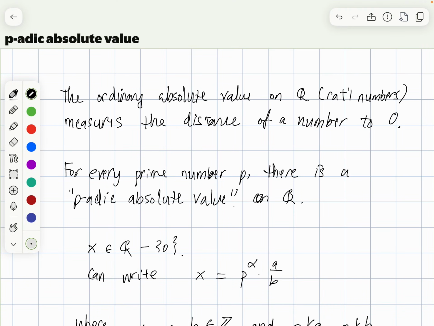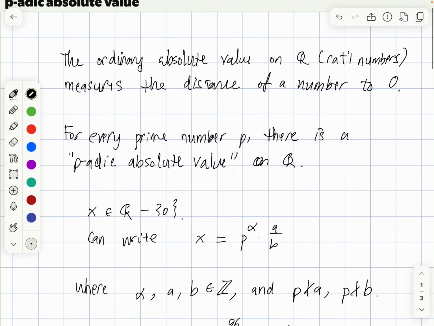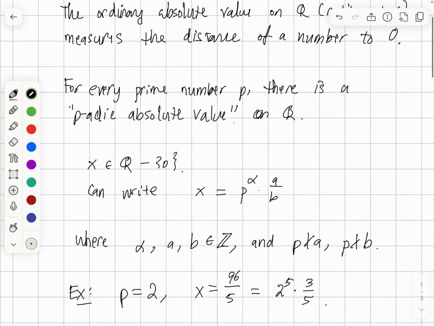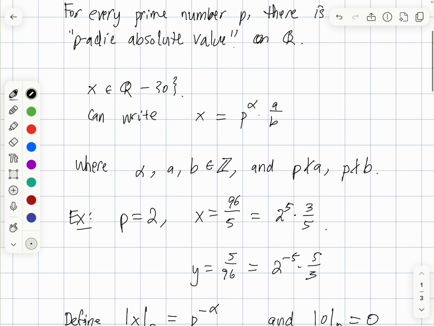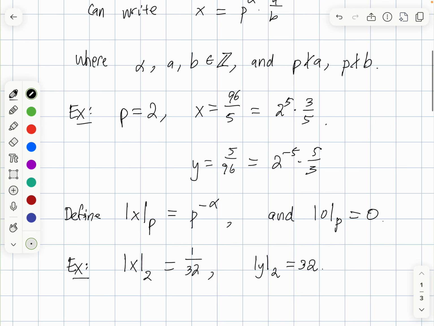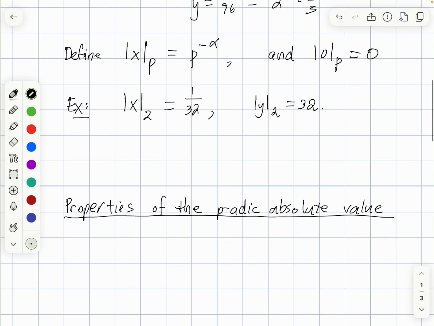Last time we talked about the p-adic absolute value on the rational numbers, Q. So if you have a rational number x and a prime p, then you write x in the form p to the alpha times a over b, and p to the minus alpha is, by definition, the p-adic absolute value of x.